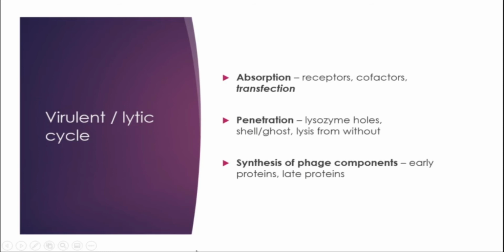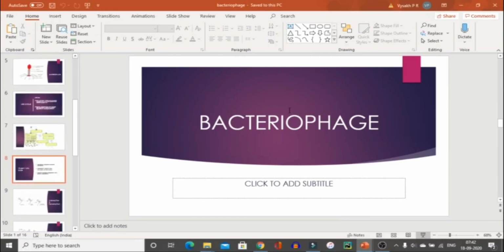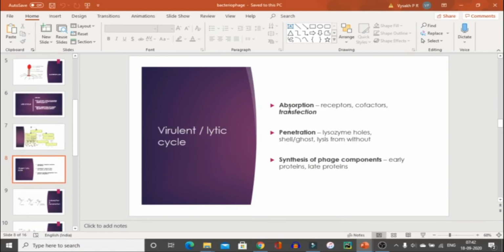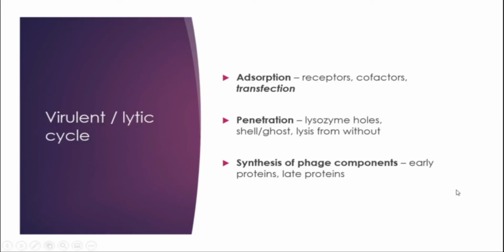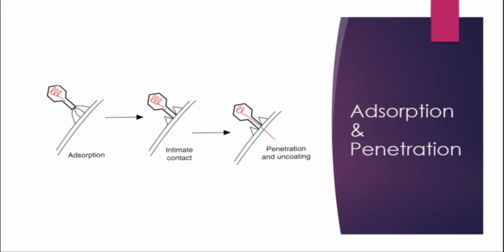So these steps we have already discussed. They follow adsorption. Sorry, it's adsorption, not absorption. They'll undergo penetration, synthesis. So let me change it for you. Alright, so there will be adsorption, where the bacteriophage tail fibers will interact with specific receptors on the host cell body, followed by penetration, where they will introduce their nuclear material into the host body, followed by the synthesis of phage components, early proteins and late proteins, same as normal viral replication.